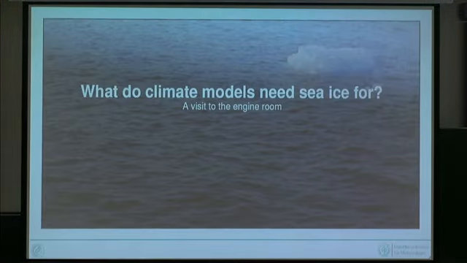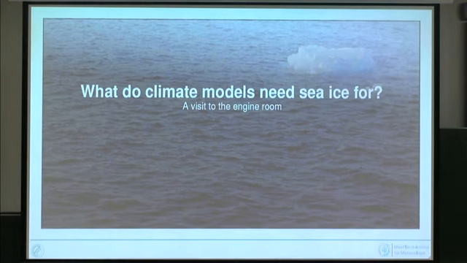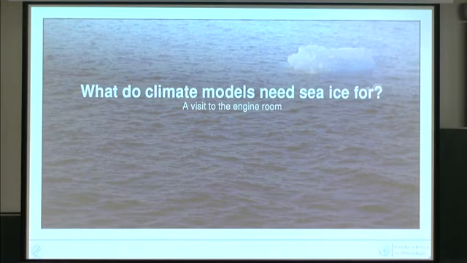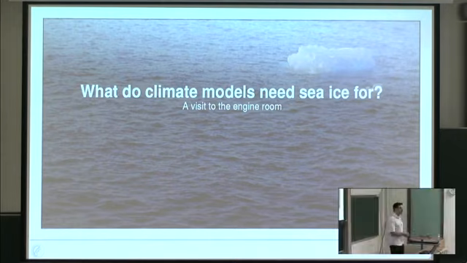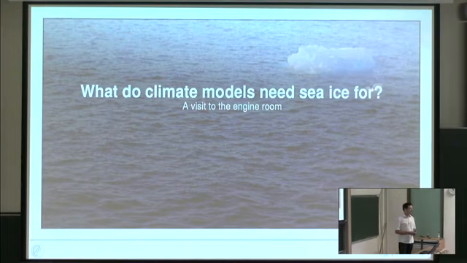And one thing I should also mention before I start, from a mathematics point of view, one could argue that this question is ill-posed. What do climate models need sea ice for? Because climate models don't need anything. Climate models are tools, possibly a bit more complex than a hammer, but they're tools. And it really depends on what we want to use them for. If we want to use them to understand monsoon circulation around India, we might not need sea ice. But if you want to understand, for example, climate change in the Arctic, sea ice is quite crucial.